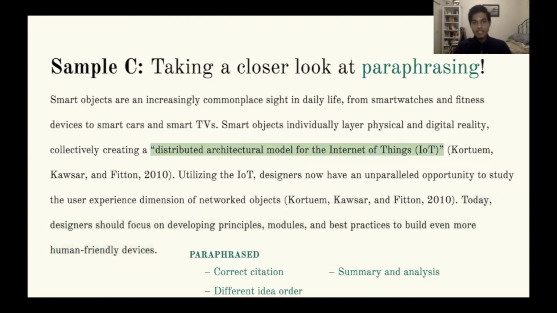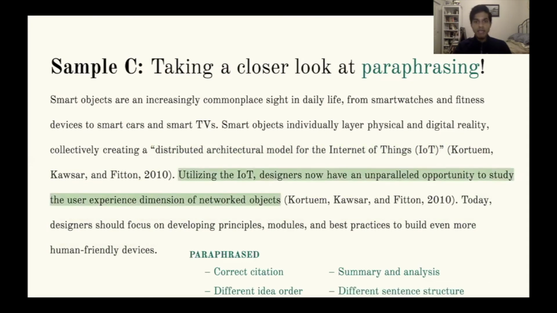Third, they introduce the ideas from the source in a different order. Notice how a phrase from the first sentence of the source appears only halfway through their paper. And finally, every idea that is represented in their paper has a different sentence structure than it did in the source. Even the paraphrased sentence that they've cited requires careful and attentive reading in order to be identified in the source.